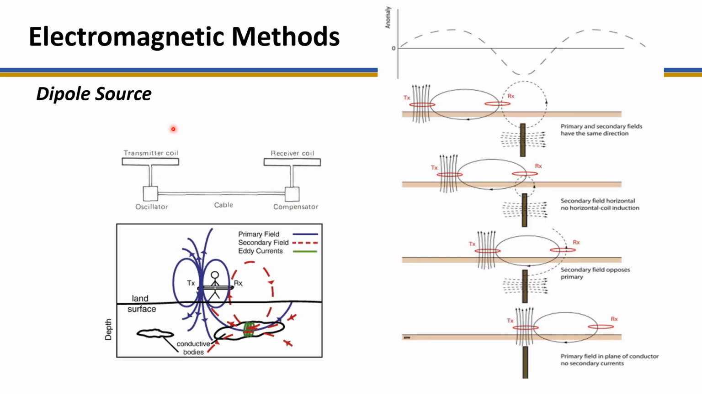The dipole source is typically a profiling survey scheme, where they have a fixed distance between the receiver coil and the transmitter coil. The receiver coil is always at the front so that it will detect the anomaly much faster. They will carry this equipment like a lawn mower from one point to another in a straight line, for example like this survey. In the presence of an anomaly, like having subsurface vertical conductors over here, the response of the anomaly will be like this one.